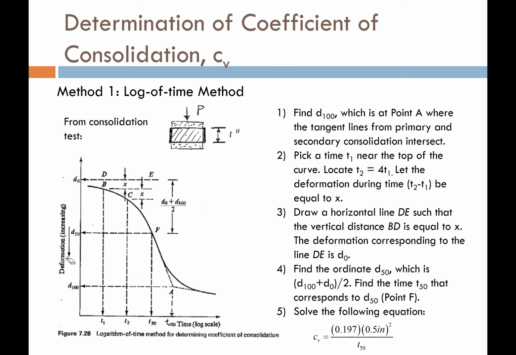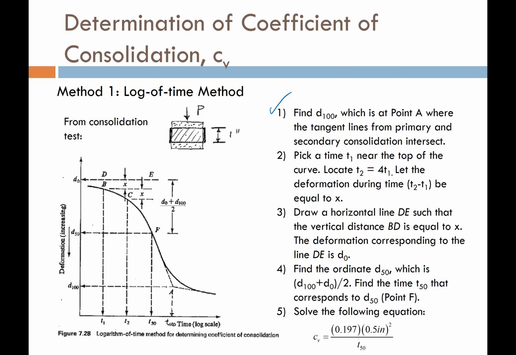Okay? So you have your initial deformation up here, that's before your test even started. And then you just plot your curve on that plot. So here's what we're going to do. Let's move through these different steps. Step number one, we have to find what we call D100. This is the settlement or deformation that corresponds to 100% of primary consolidation ending.